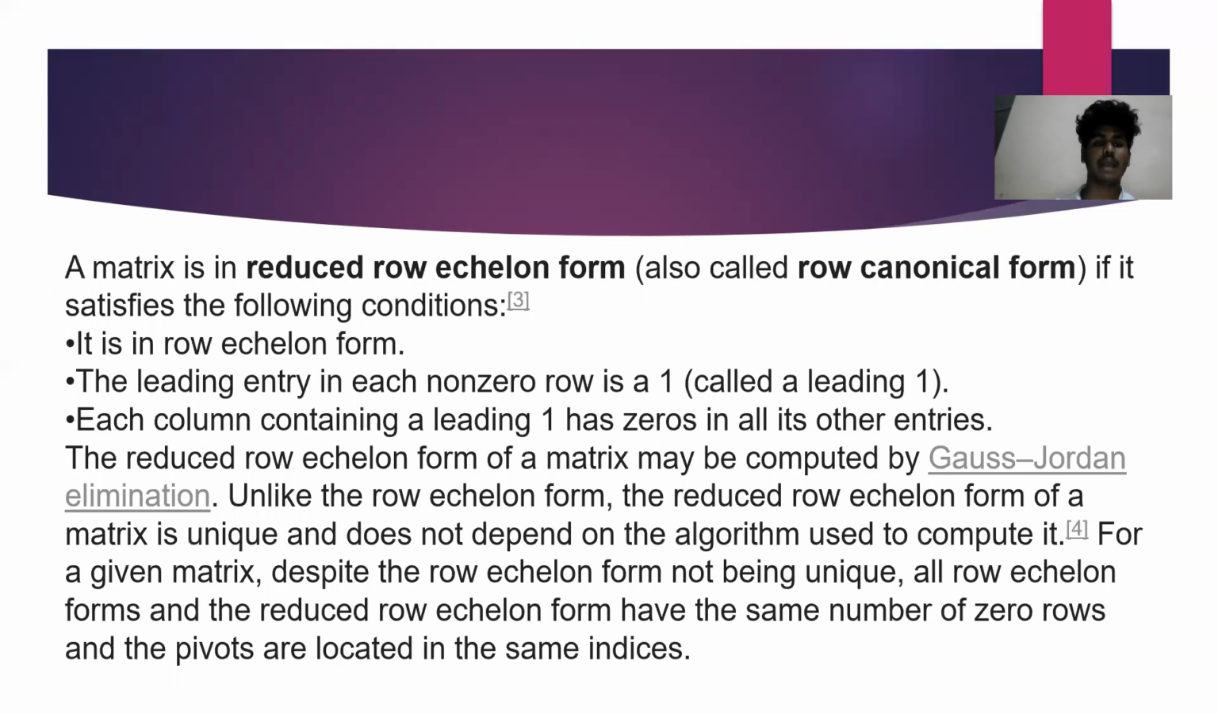And the next is a matrix is in reduced row echelon form, also called row canonical form.